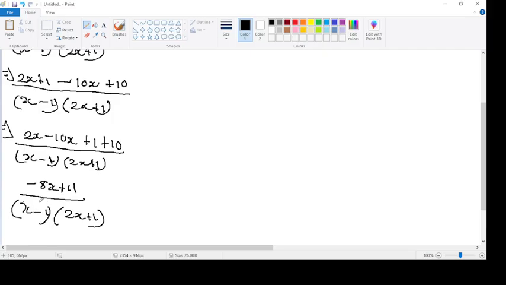So we are going to have this as our expression simplified into its lowest form. Into its lowest form, you can have this. So this one becomes your final answer.